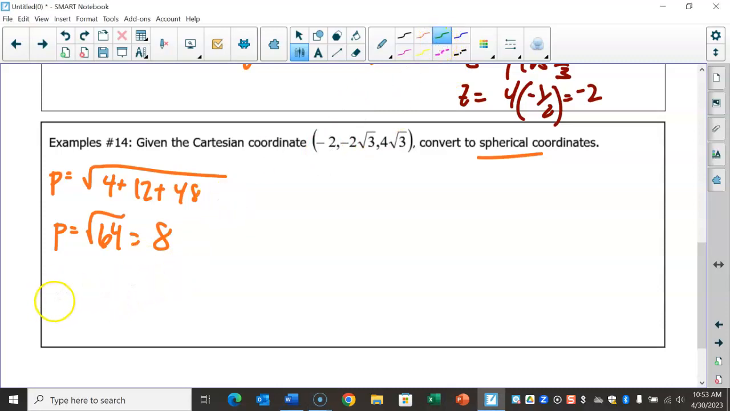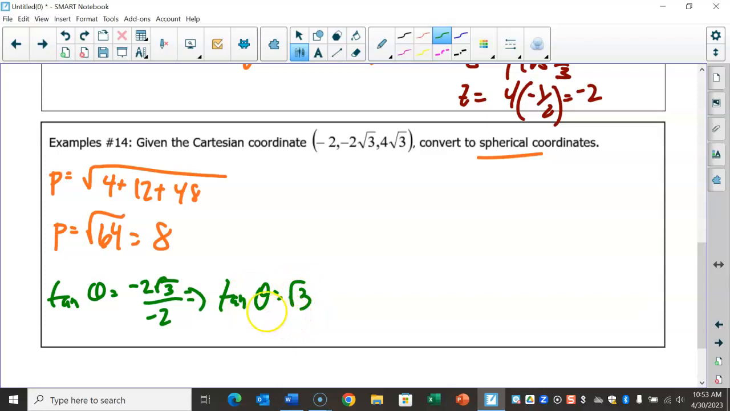And then we're going to use the most basic one we love. We love the tangent of theta. Tangent of theta is just going to end up being the y-coordinate, which is -2 square roots of 3, all over the x-coordinate. And so when we simplify this down, the tangent of theta is going to be equal to the square root of 3. And so we know that in this particular example.